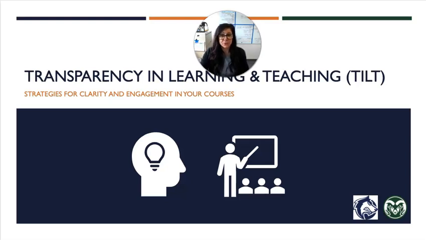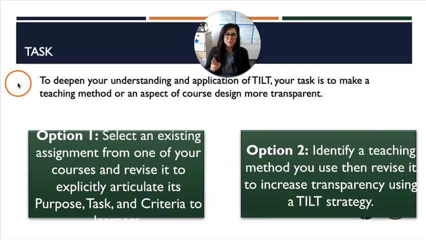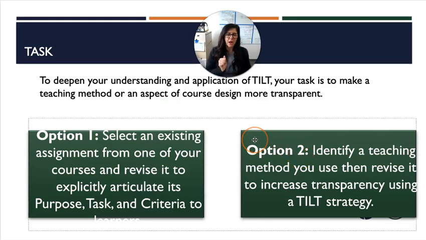This is part 2 of the Transparency in Learning and Teaching for Higher Education series, which covers some strategies to increase clarity and engagement in your courses. The second part of the video will cover option 2, where you'll identify a teaching method or a policy and then revise it to expand clarity.